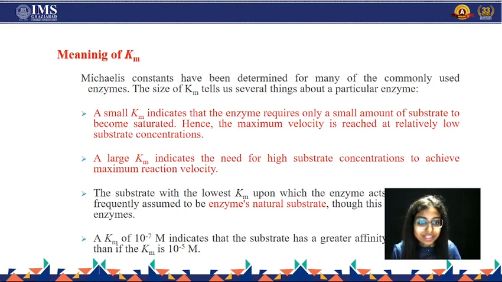As we know, as substrate increases, initial velocity increases. That means the Michaelis constant indicates whether we need higher or lower substrate to achieve the maximum reaction velocity. The substrate with the lowest Km upon which the enzyme acts as a catalyst is frequently assumed to be the enzyme's natural substrate, though this is not true for all enzymes. A Km of 10 to the power minus 7 molarity indicates that the substrate has a greater affinity for the enzyme as compared with a Km of 10 to the power minus 5 molarity.